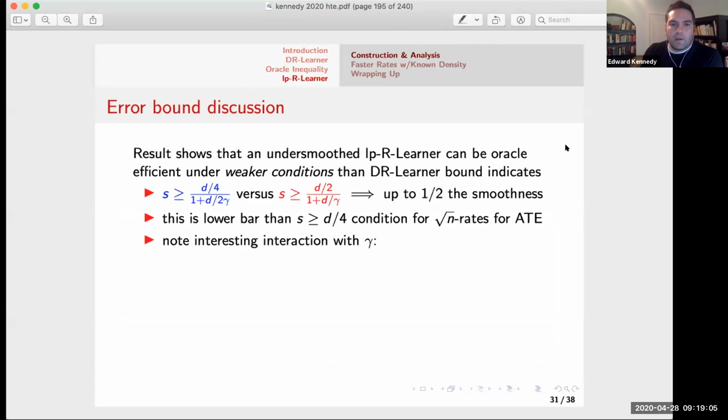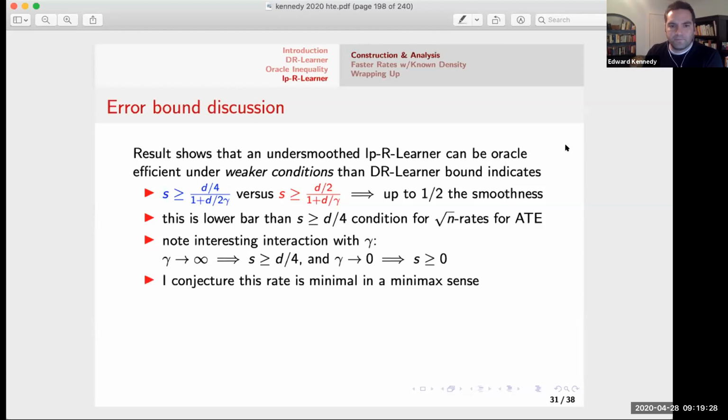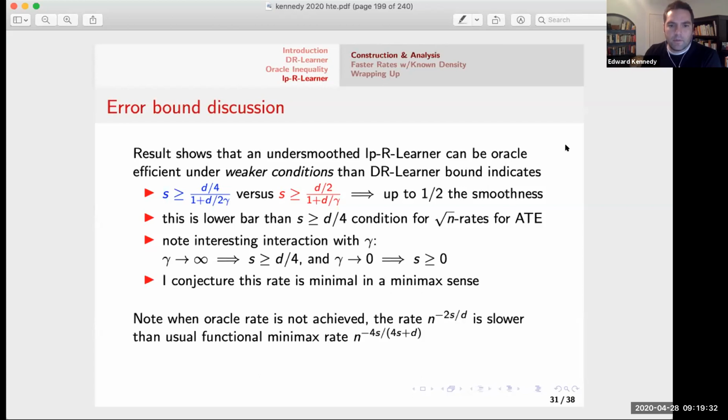So it's a lower bar. There's an interesting interaction with the CATE smoothness. When the CATE is more smooth, this starts to align with the actually necessary and sufficient condition for root n rates for ATE estimation. That's s greater than d over 4. As the smoothness goes down, you lower the bar that you need to attain this oracle rate. And I think this is probably minimax optimal, but I haven't proved it.